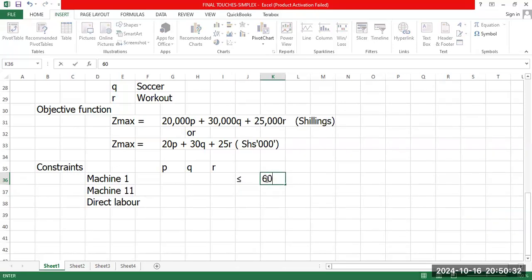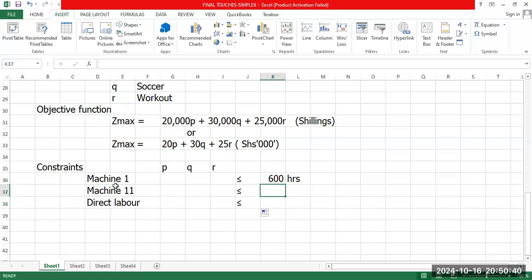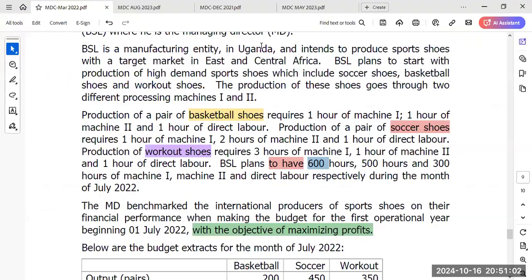And then I have here 600 hours. Okay. Then all of them, here we don't have. For machine 2, how many hours? 500. Then direct labor hours, what is available? 300 here.